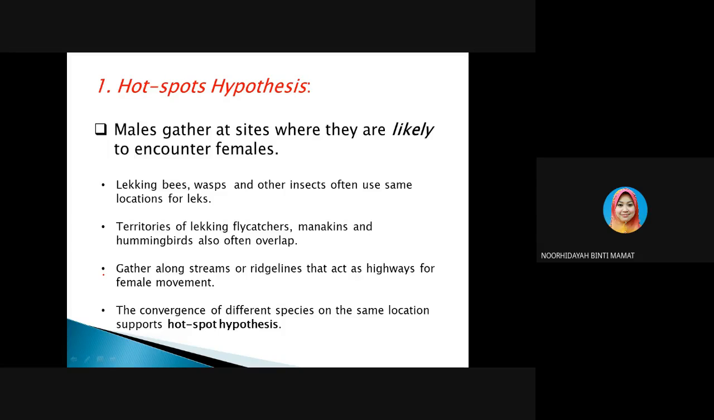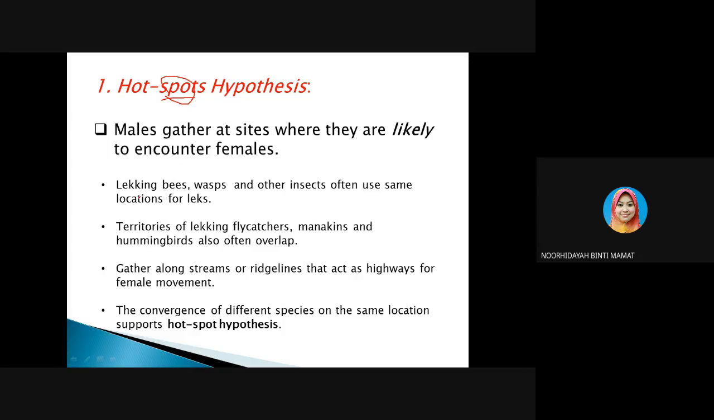We go to the first one, the hotspot hypothesis. The hotspot hypothesis refers to males gathering at a site where they are likely to encounter females. So at this spot, the males gather together in order to encounter the females.